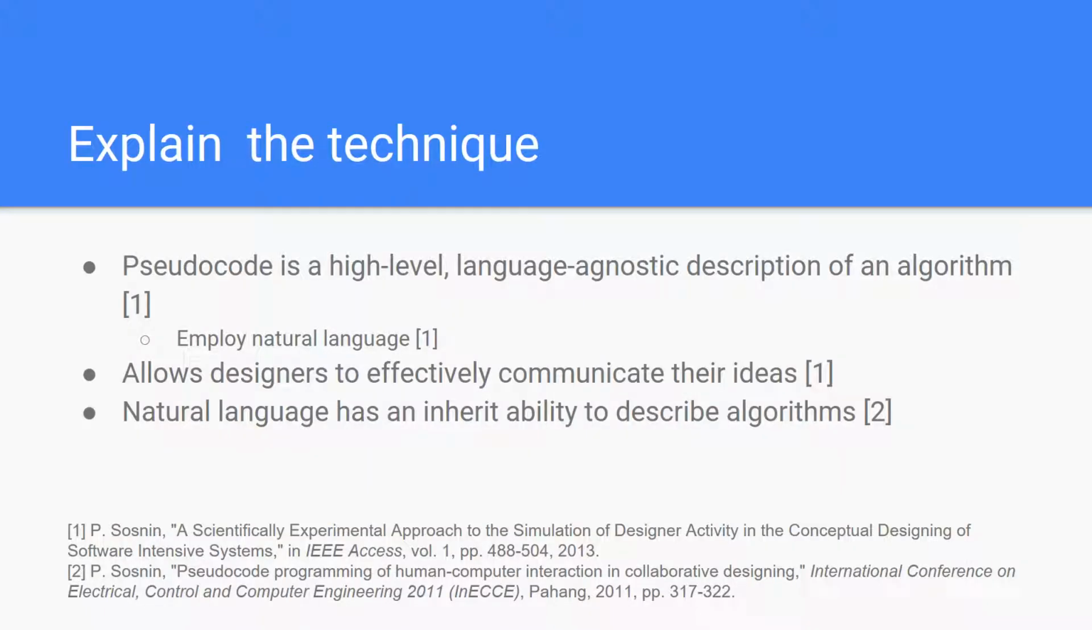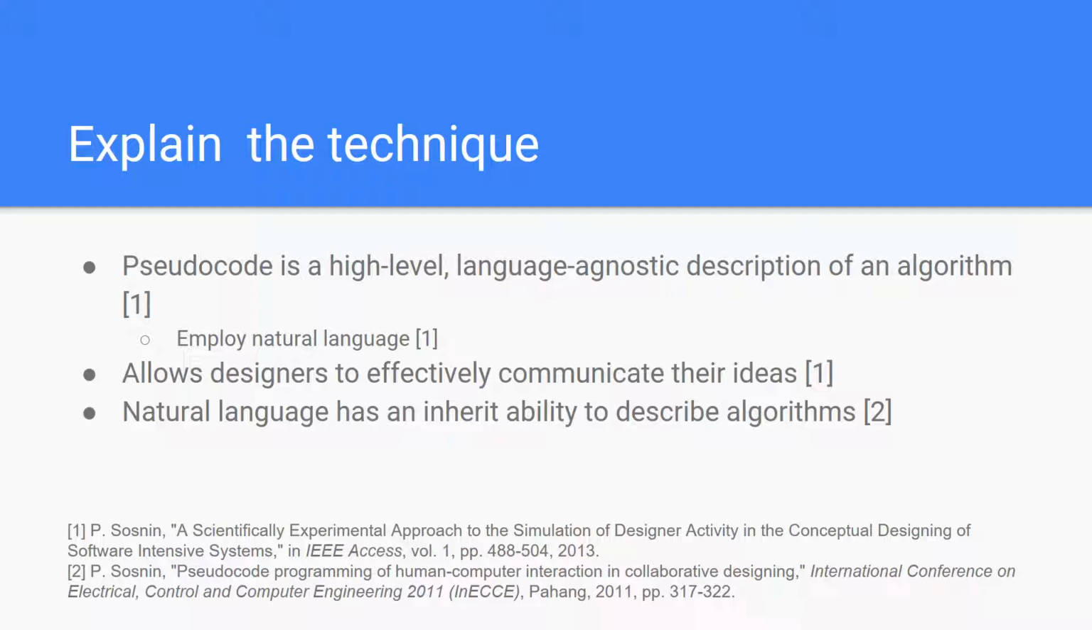Welcome to our presentation. Pseudocode is a high-level, language-agnostic description of an algorithm or piece of software. Pseudocode is different from normal code in that it more closely mimics the natural language that we speak every day. Pseudocode is generally a design technique that is used to communicate an idea without worrying about implementation.